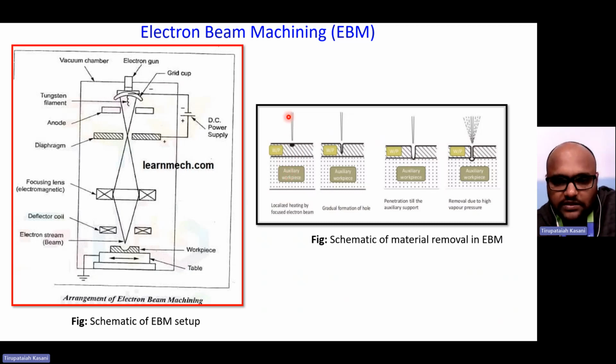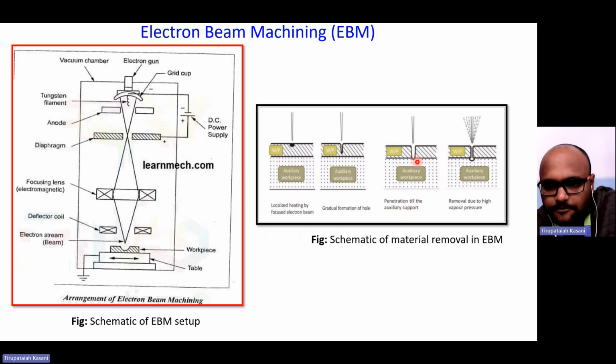See here, this is concentrated at a single point. This is localized heating by the focused electron beam. This is the position. As time goes on, there is gradual formation of a hole. See here how thin the hole is. Okay, and it is further progressed. Penetration till the auxiliary support.